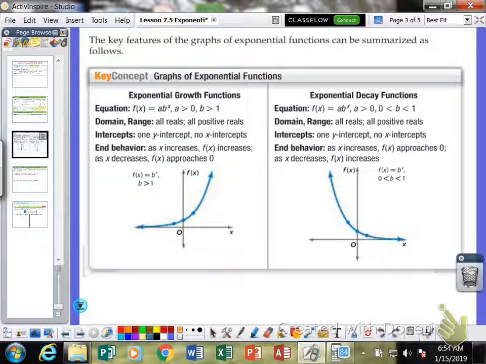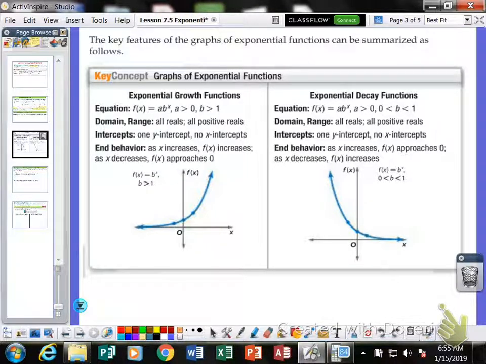All right, the key features of graphs of exponential functions can be summarized as follows. Here's what exponential growth and exponential decay look like. It grows either really, really fast or decreases really, really fast. And again, a times b to the x, a is greater than 0, b is greater than 0, domain all reals, range all positive reals, and it shows you what the intercepts are. End behavior, remember we read a graph left to right, so as x increases, the function increases. As x decreases, f of x approaches 0. It never touches 0. It approaches it, never touches it. And then you can look at exponential decay, and we're going to work a little bit more with that later this week.